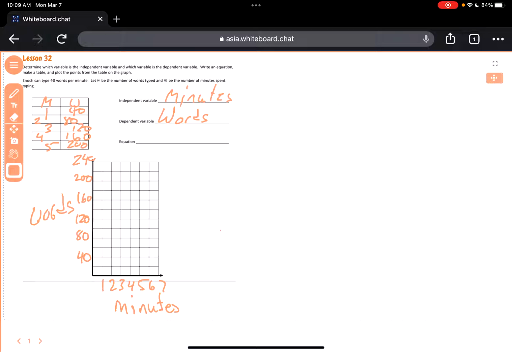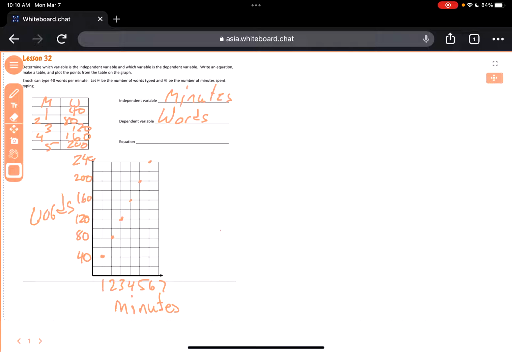So for 1 minute, it'll be 40 words. 2 minutes, 80. 3 minutes, 120. 4 minutes, 160. 5 minutes, 200. 6 minutes, 240. And look, it's a line, a straight line.